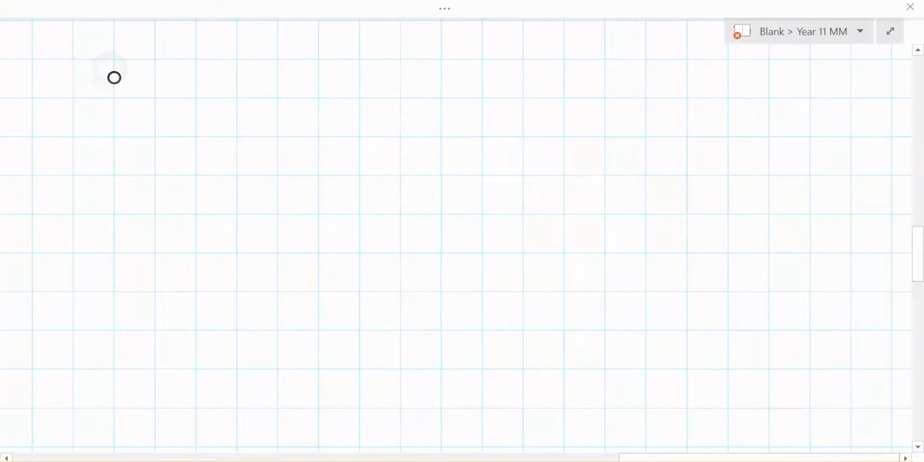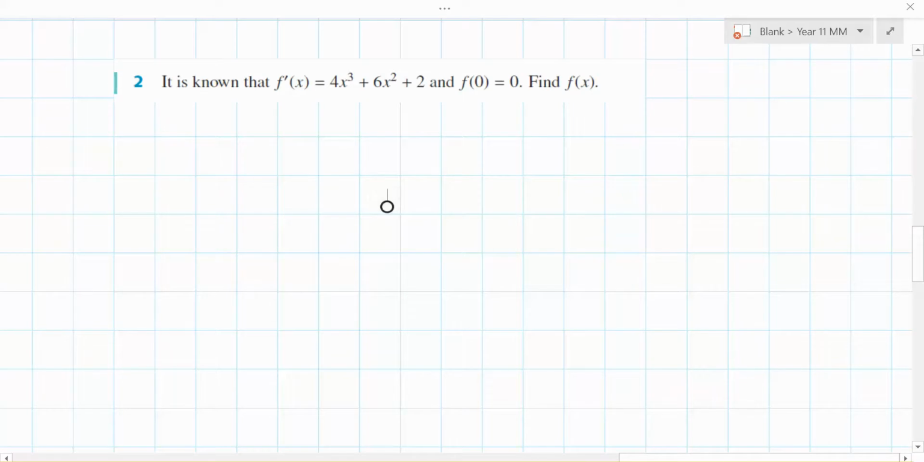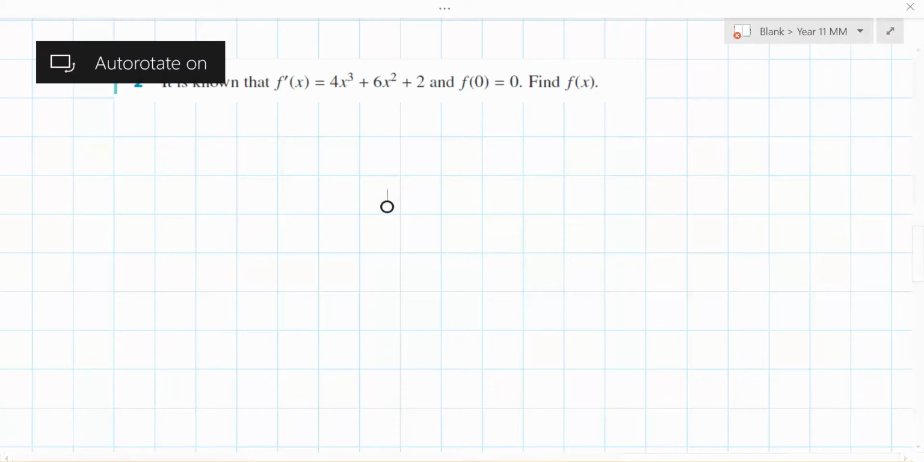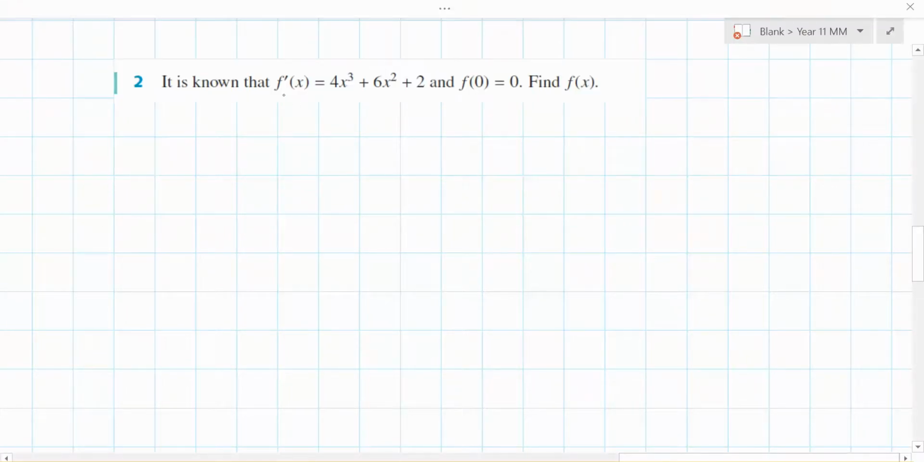Now that you know how to antiderive, you're going to see the purpose now. So here we go. What's this question asking us to do? They're telling us that the derivative of the original function gives me this, and that f of 0 gives you 0. Essentially, they're saying if you sub 0 into the original function, f of x, then the y value is 0. They say find f of x.